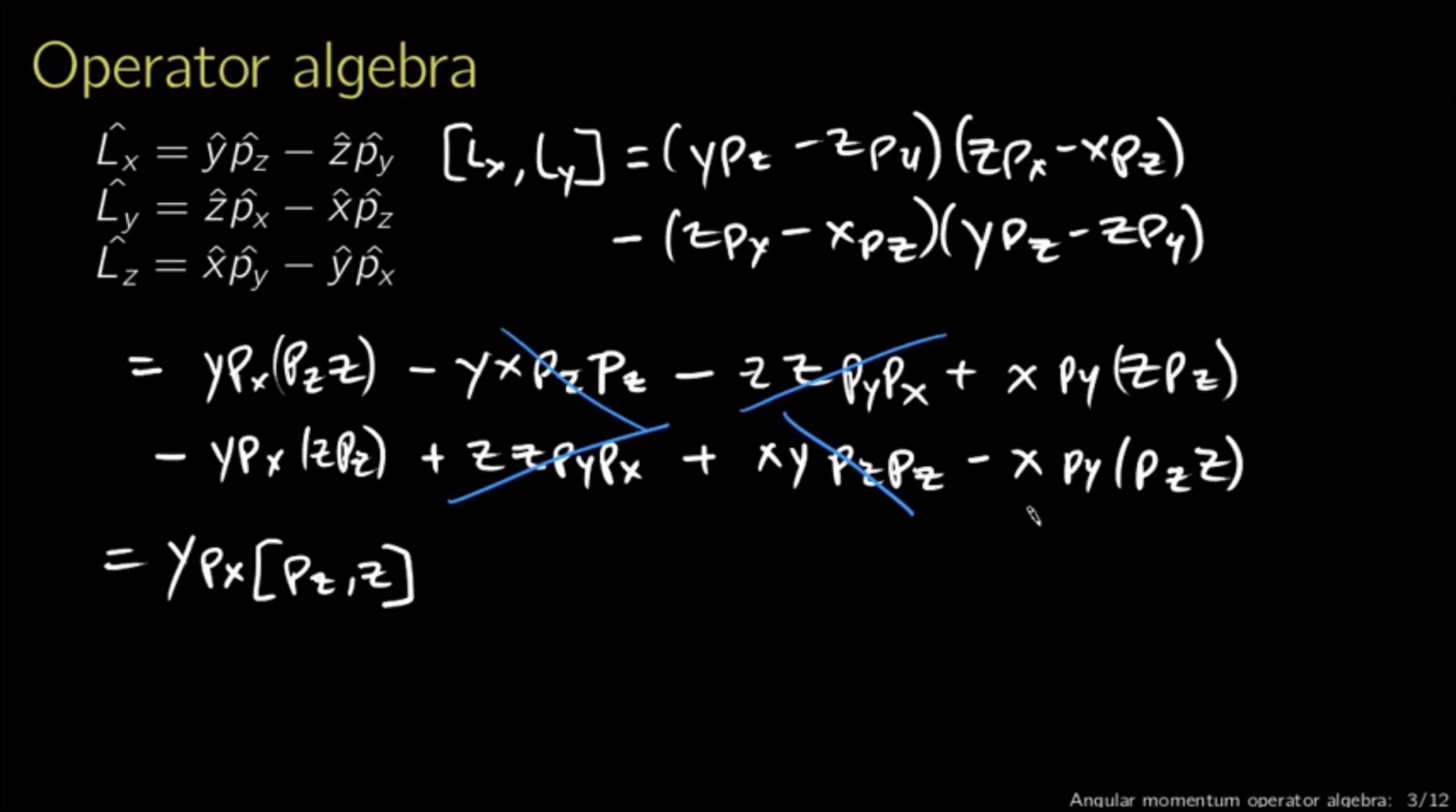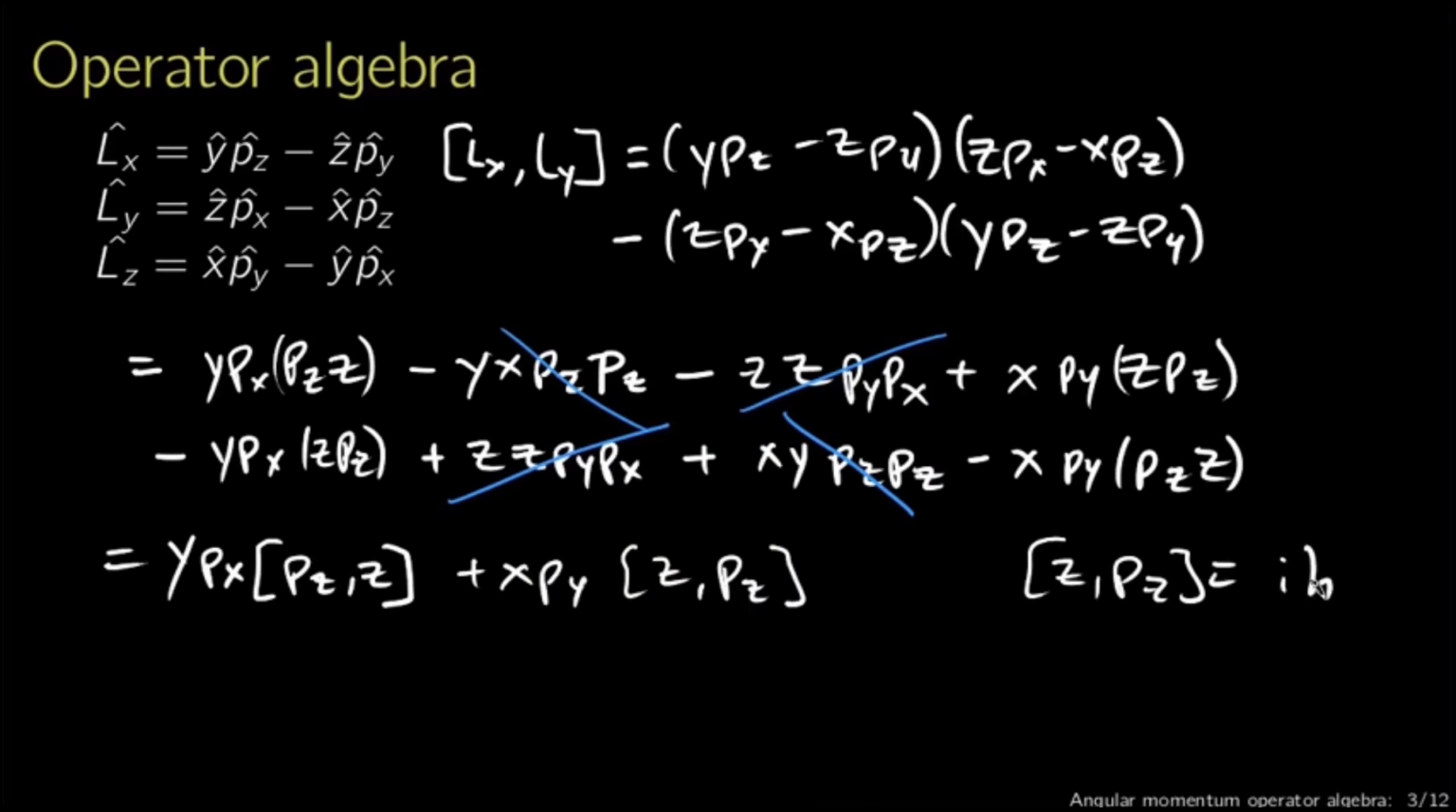I can make the same sort of simplification over here. I have an x py on the left, and I have a commutator of pz and z over here on the right, plus x py, z pz commutator, coming from these two terms. Now you know what the commutator of pz and z is. The commutator of z and pz is i h bar.